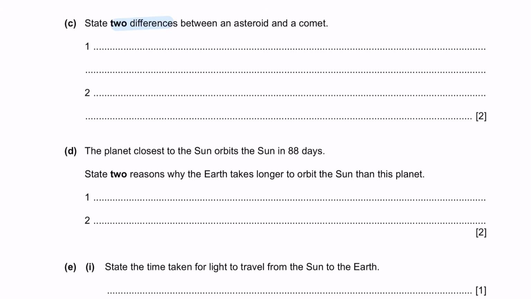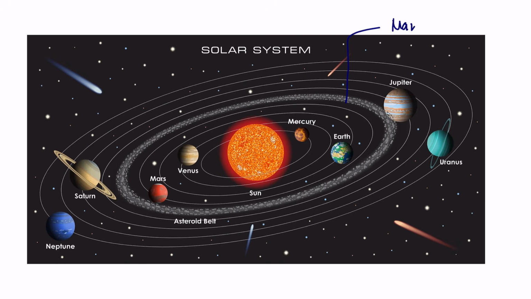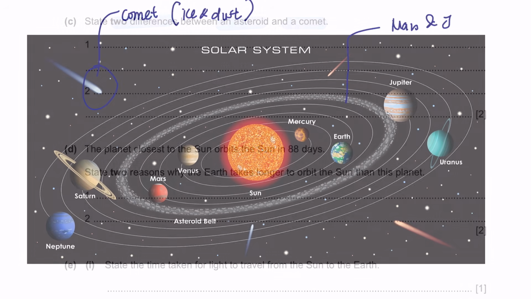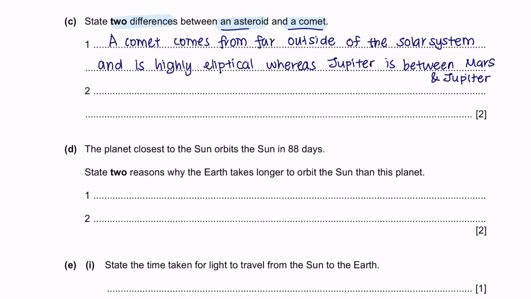State two differences between an asteroid and a comet. The asteroid belt is located between Mars and Jupiter, and asteroids are just large rocks that orbit around the Sun, whereas a comet is just a ball of ice and dust that orbits around the Sun. So one of the two differences between an asteroid and a comet is that a comet comes from very far away, which is outside of the solar system, and it has a highly elliptical orbit. And the second difference is that an asteroid is made of rocks, whereas a comet is a ball of ice and dust.